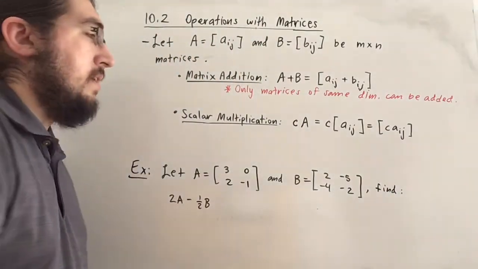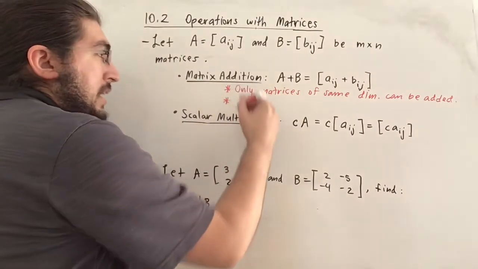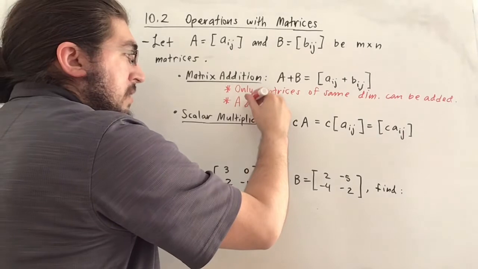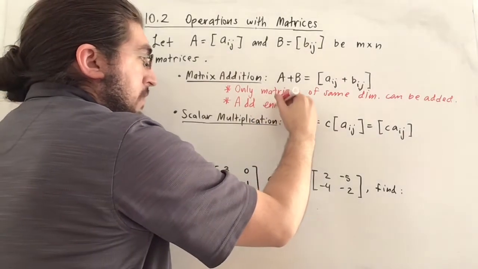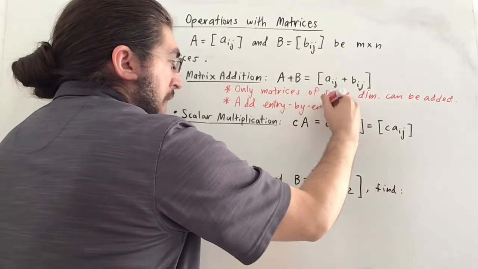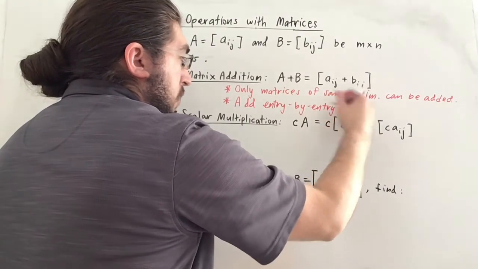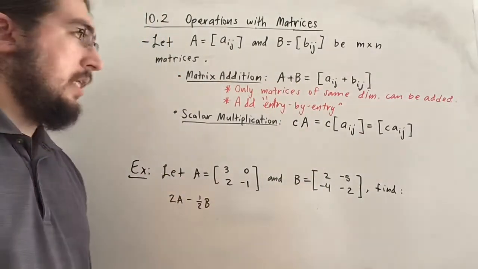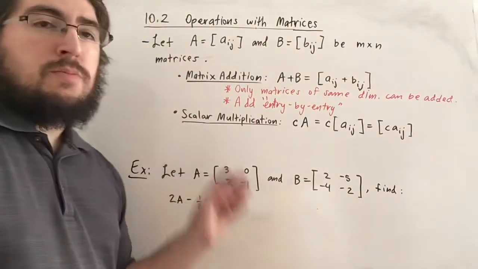The next thing I should say is that this definition really says to add entry by entry. So add each entry of one matrix to the corresponding entry in the other matrix. And we'll see that in practice with this example. The next thing is scalar multiplication.